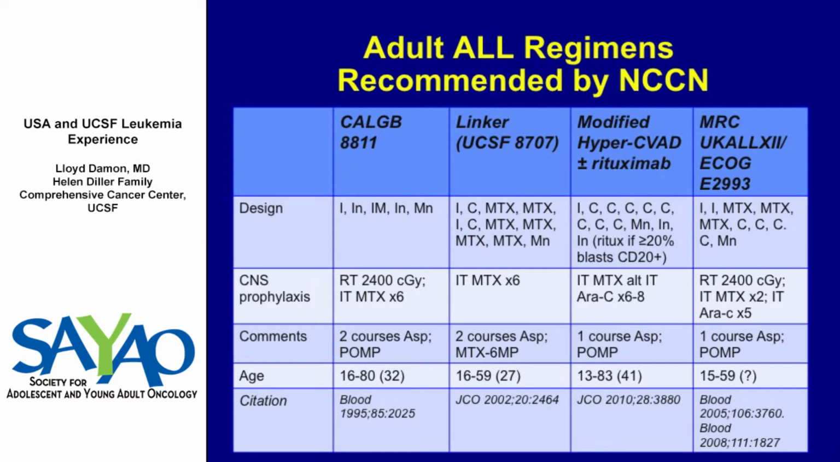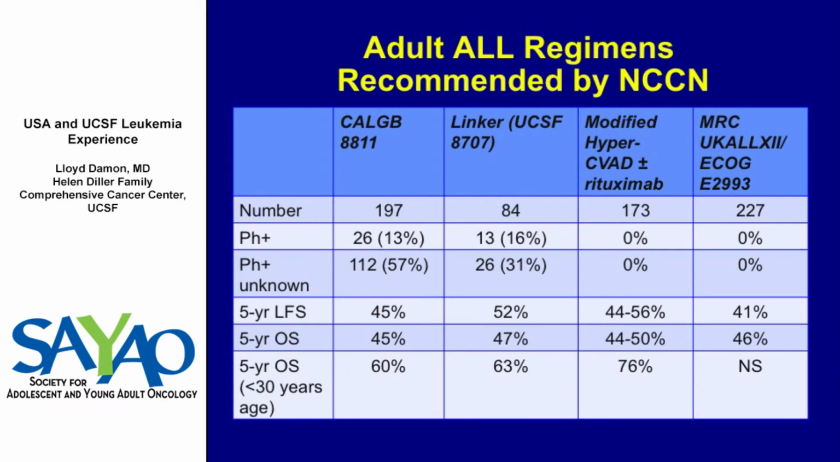When you look at the age of the individuals who are enrolled in these studies, usually it's in the AYA group as the lower bound, so 16, 16, 13, and 15. Then some, like CLGB 8811, went up to age 80, as did modified hyper-CVAD. Ours went up to age 59, and the median ages are shown here. Although I couldn't find the median age here, surprisingly, in the chemotherapy patients on that study. The sizes are roughly the same in terms of the accrual number, except ours, which was the smallest.